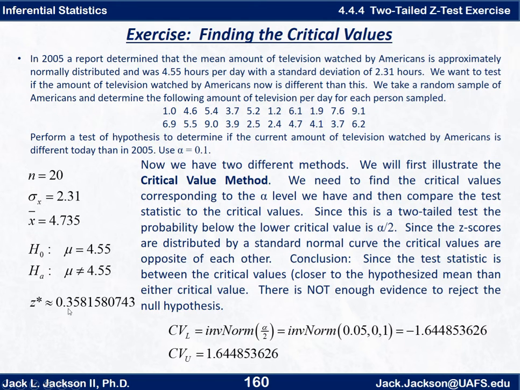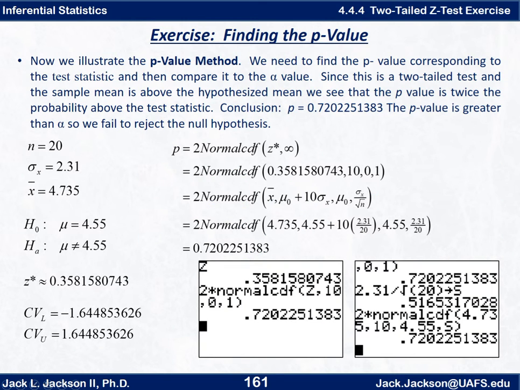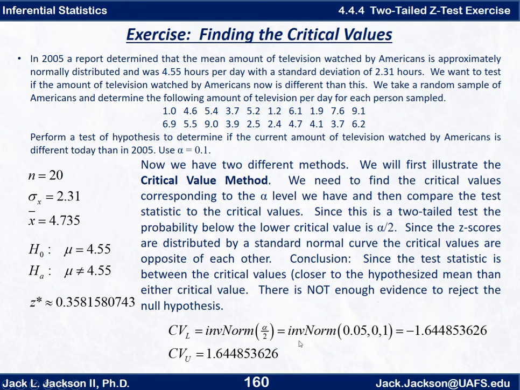Again, notice here's our z star, our test statistic. What we want to do is compare our test statistic, z star, to these critical values. I'll illustrate this with a picture in a minute or two, but basically the z star is closer to the mean than these critical values. It's in the non-rejection region. If it's further away from the mean than these, it will be in the rejection region. It'll be one of the tails.